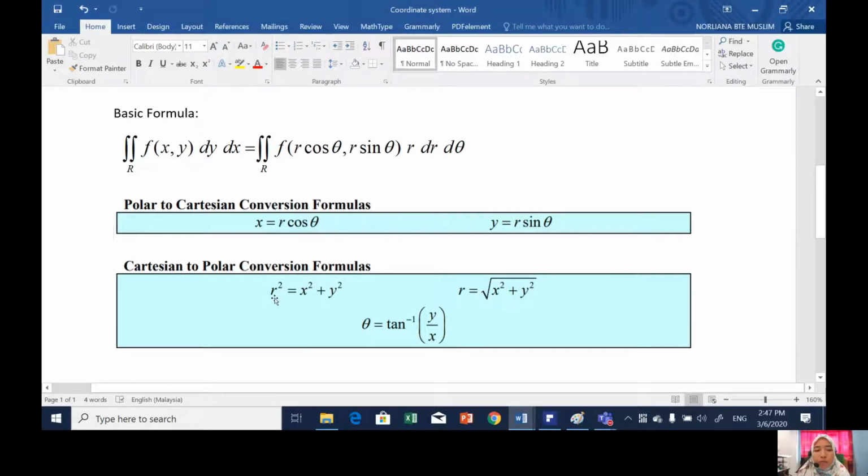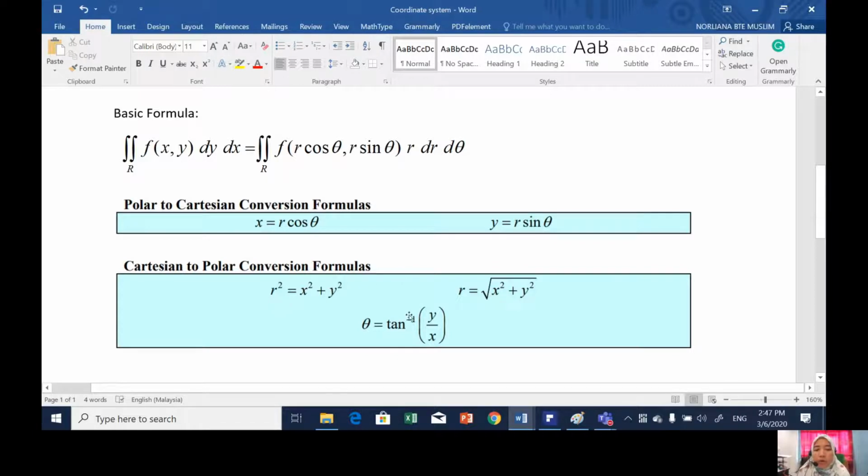r squared, which refers to the radius, is equal to x squared plus y squared, so r is the square root. Usually this r squared equal to x squared plus y squared is the basic equation of a circle. The angle theta here will be equivalent to the inverse tangent of y over x. So usually we note that the angle theta starts from quadrant 1. That is the rotation for the angle theta.